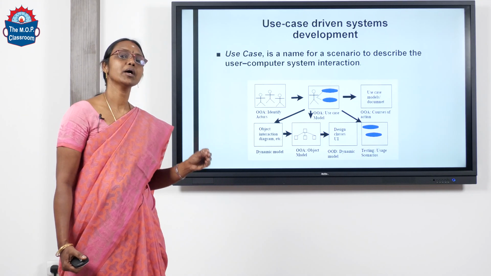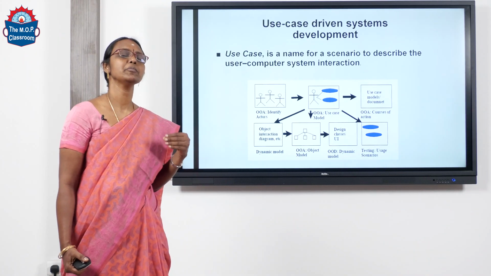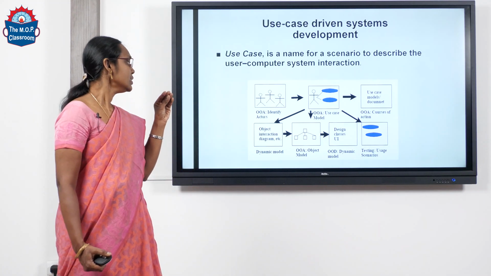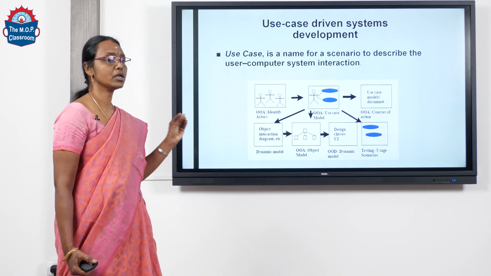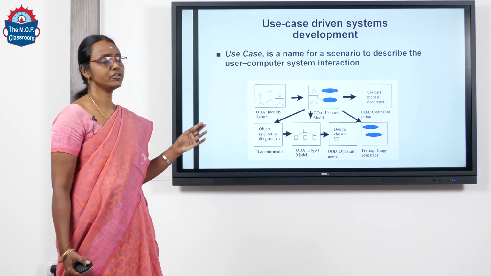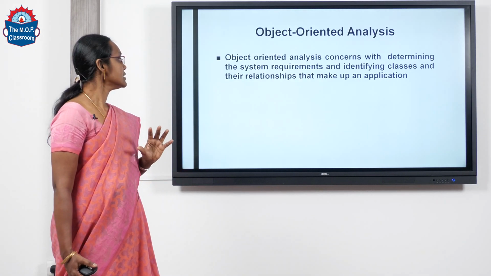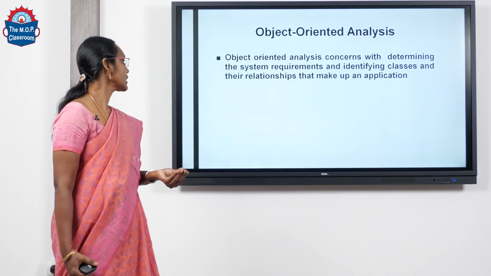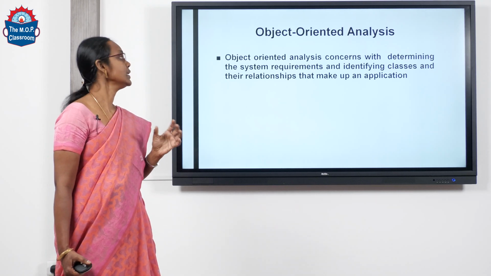Actors are people who are part of the system, the people who are going to be using the system and the people who are going to be involved in the entire system. The use case model can further be classified into the dynamic model, the object-oriented analysis model, and testing of the use case scenarios. The entire object-oriented analysis is concerned with determining the system's requirements, identifying classes, and the relationships between the classes that make up the application.